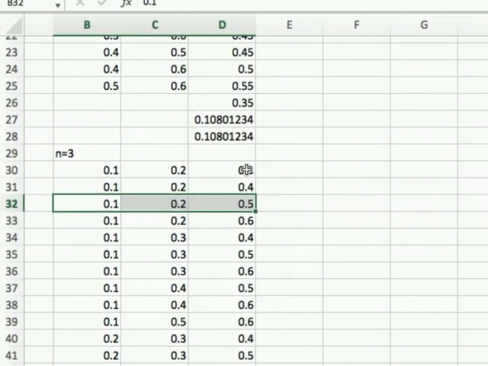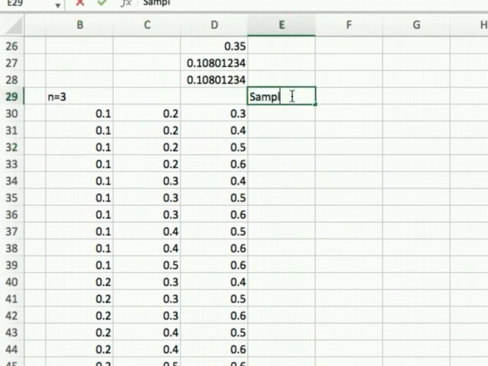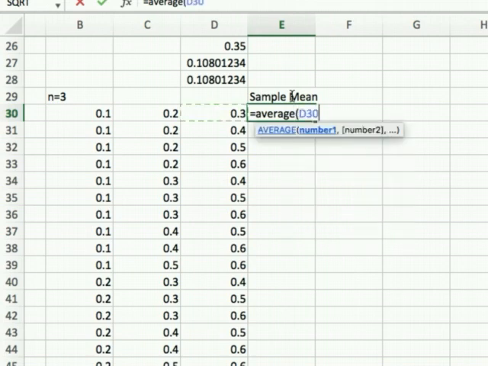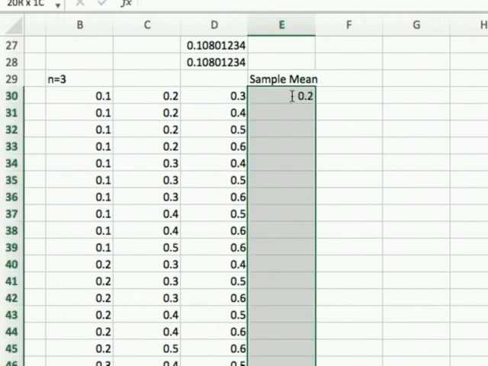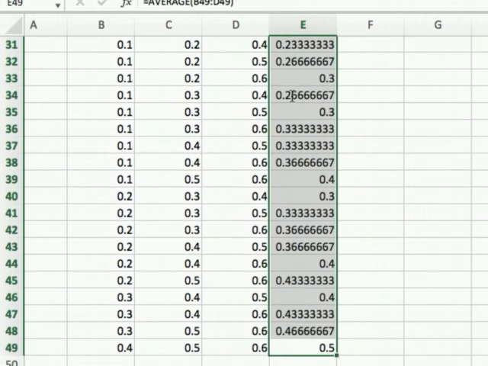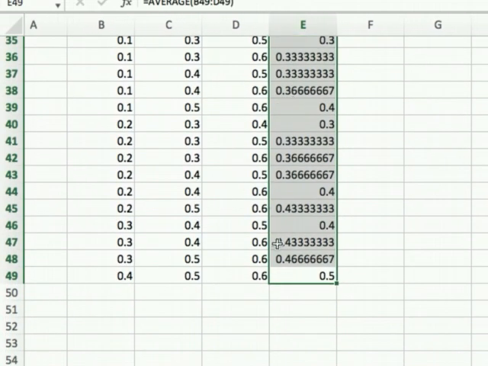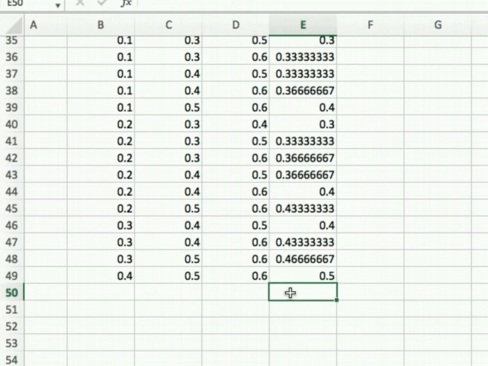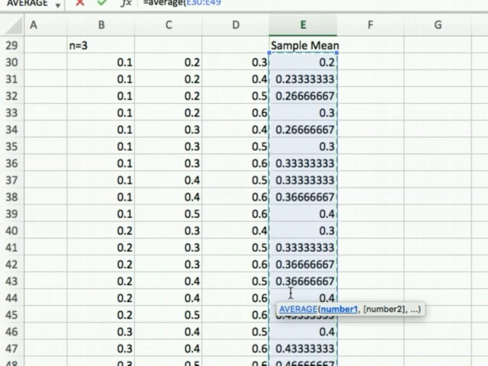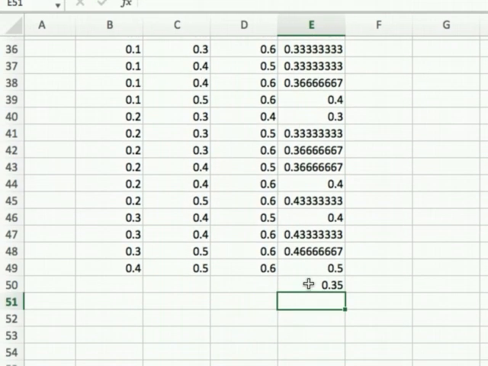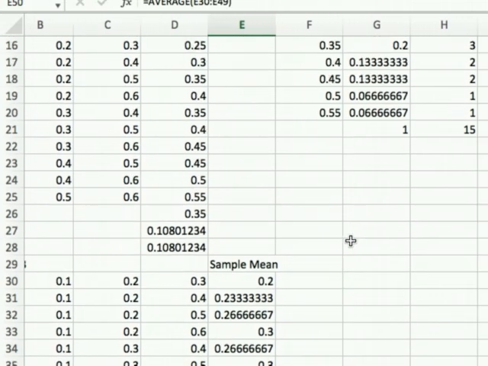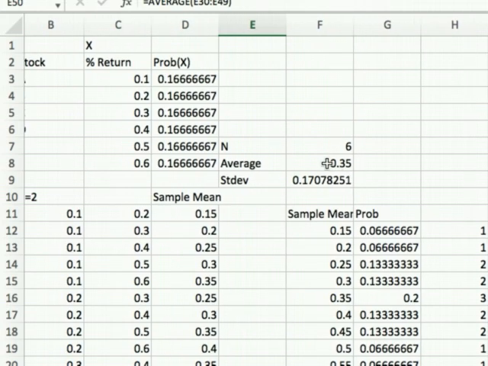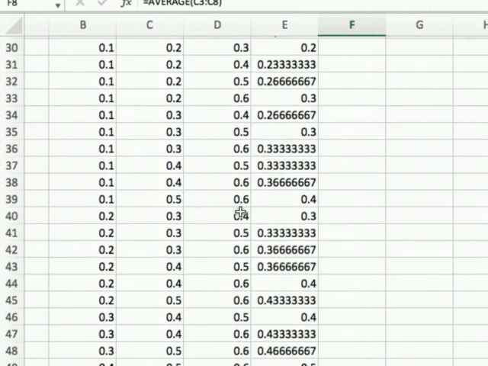Now, using a similar approach, we can compute for the sample mean of each combination. So the average for the first combination of 3 is 20%, and then I'll do that for all the values for all combinations. And again, to demonstrate the first property, if I get the average of all these 20 sample means, I'm also getting 35%, which is again equal to the average of the population.